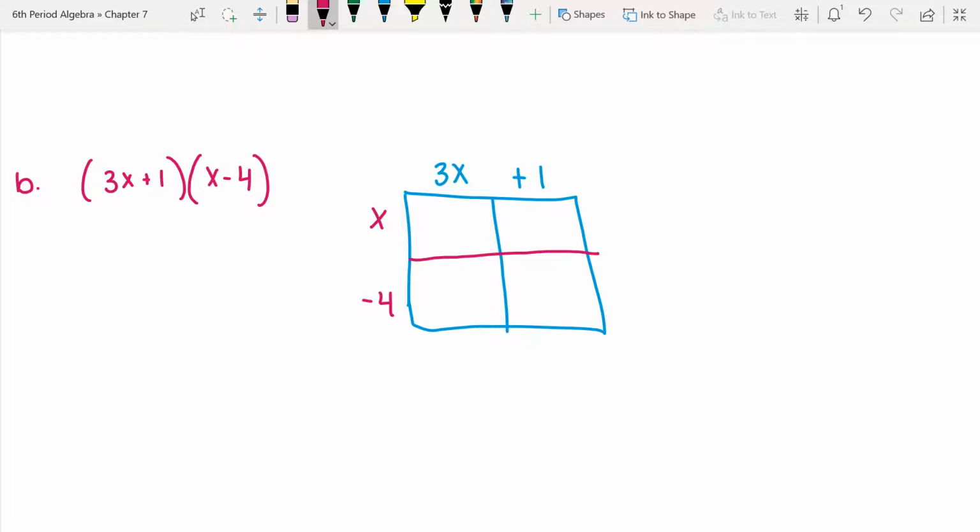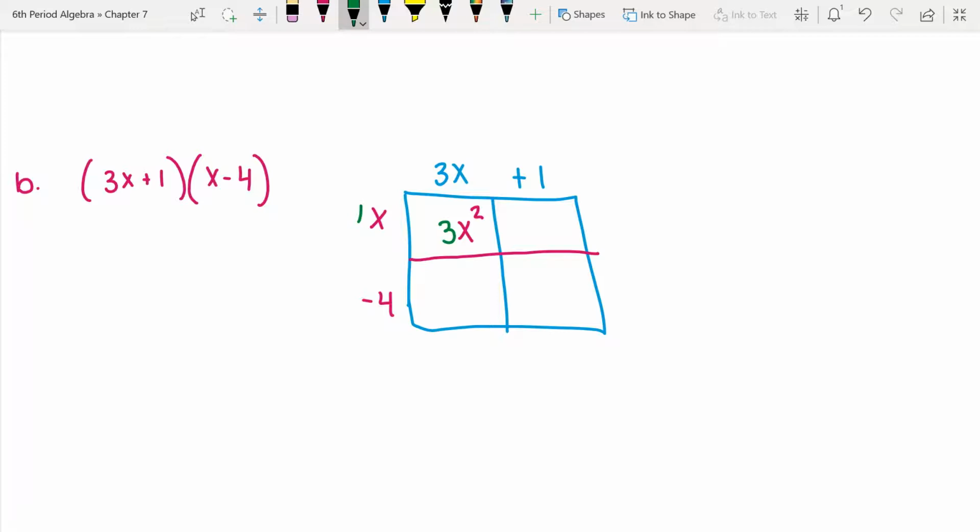I'm going to start at the top left. 3x times x, variables first. X times x is x squared. 3 times, what's not there? There's a secret 1. So 3 times 1 is 3. So you get 3x squared in the top left.